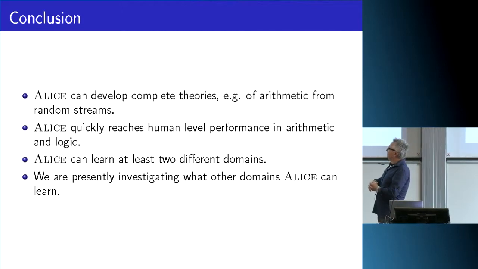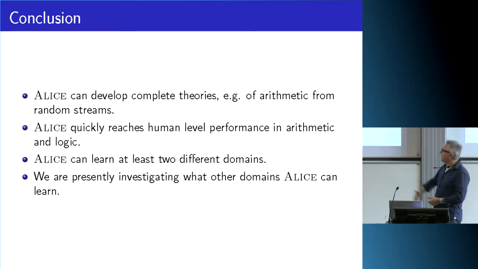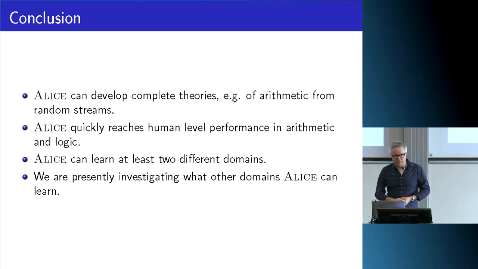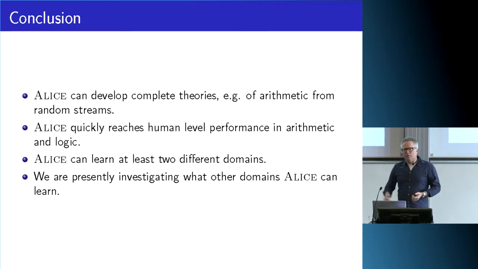And so in summary, Alice can learn at least 2 domains. We're looking for something which is domain independent. And now we are investigating if there are other domains that Alice can learn as well. But we are pretty hopeful because there's nothing about grammar or logic or mathematics built into Alice. So she's a general agent operating in the same fashion with all those domains. So thank you.